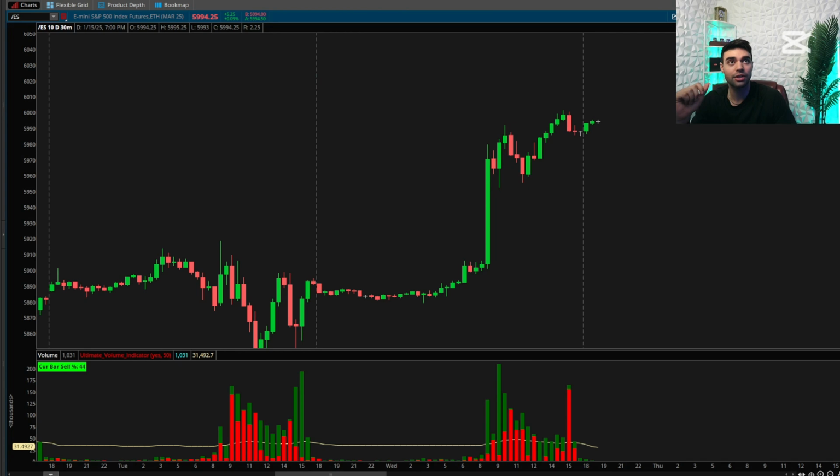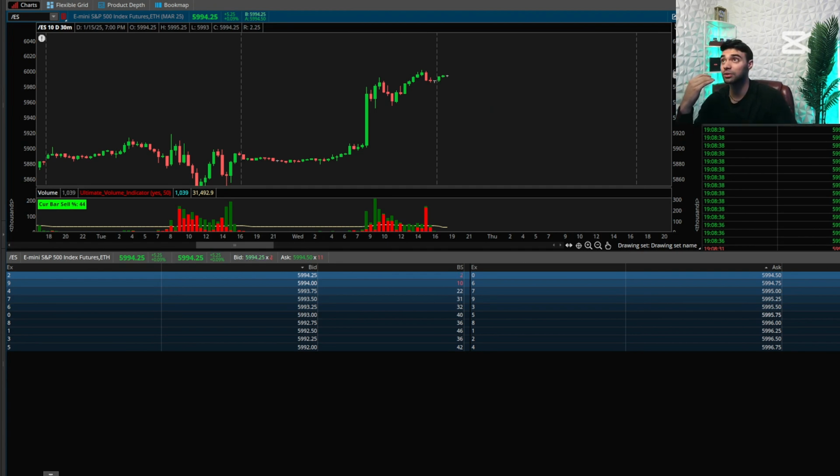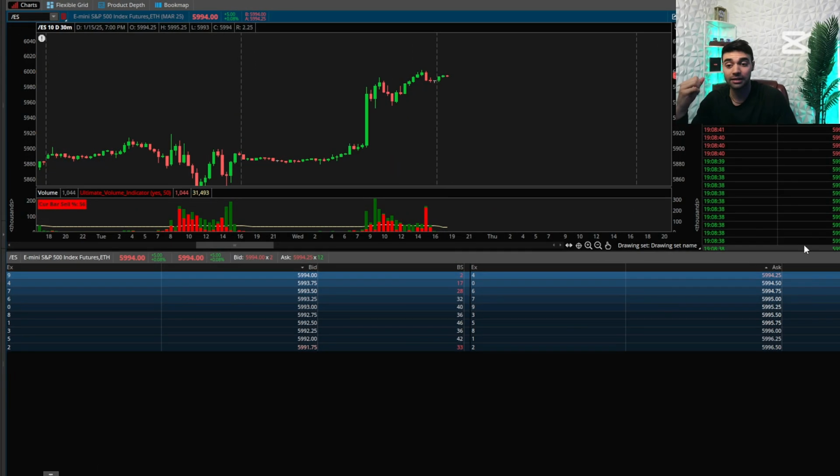Now, the foundation of the actual footprint charts is the DOM, right? The depth of market. We're talking about times and sales and level 2 data, which I'm showing you right here. But the footprint charts give you a much prettier, appealing visual representation of level 2 data. Basically, all this is showing you is the depth of market, all the pending buy and sell orders sitting in the market. Basically, it's what traders want to do when price gets to a certain price.